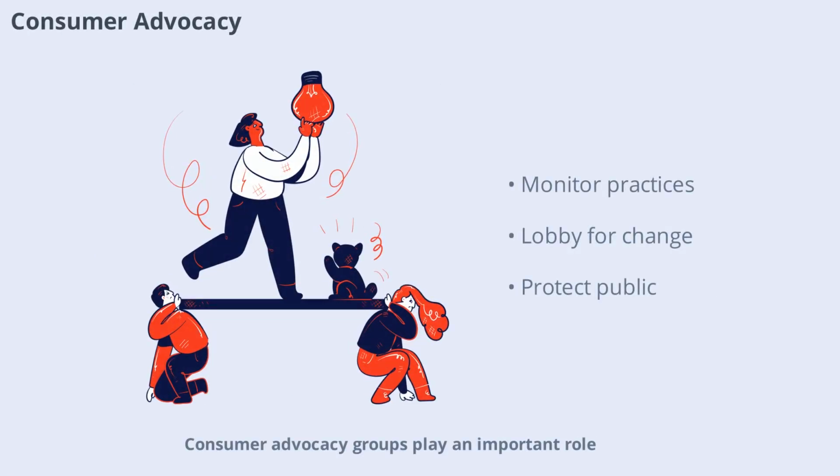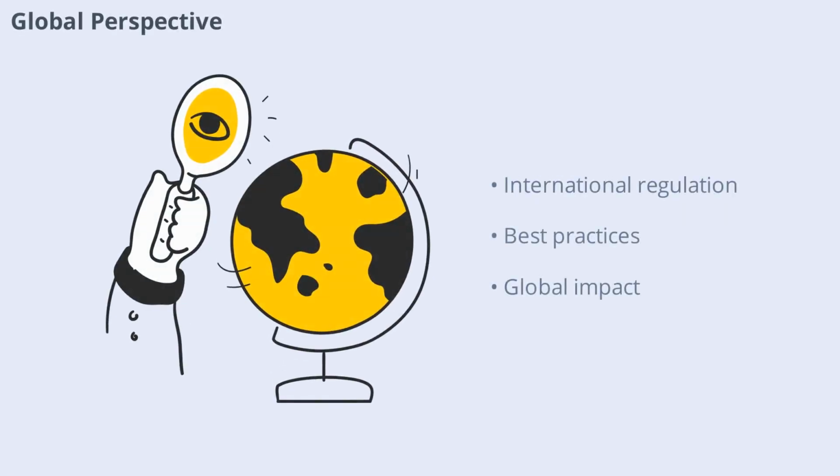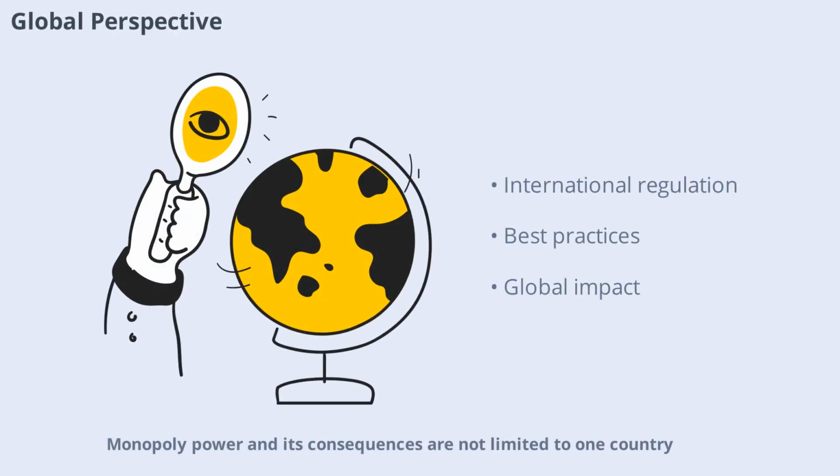Consumer advocacy groups play an important role in monitoring monopolistic practices and pushing for regulation. By raising awareness and lobbying for policy changes, these groups help ensure that markets remain fair and competitive, protecting the interests of the public. Monopoly power and its consequences are not limited to one country.